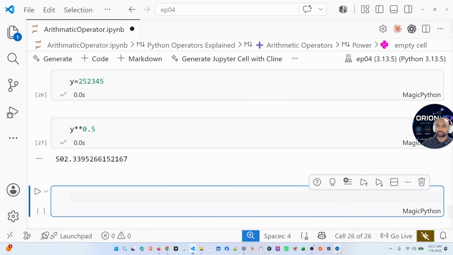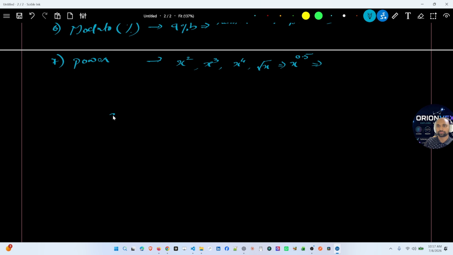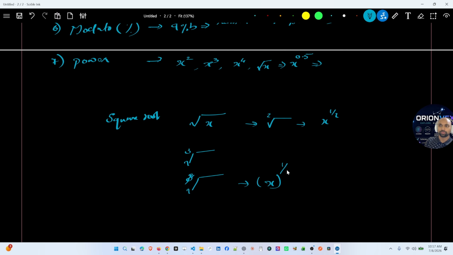How are we calculating the square root? Let's see. The square root can be written as a power: x power 1 by 2 is the square root. If it is a cube root, or any power root, we denote it like that. You can consider z as a power. If you want to calculate any root, then we need to consider x raised to 1 by z. Let's go ahead and see in practical how we can calculate the square root.